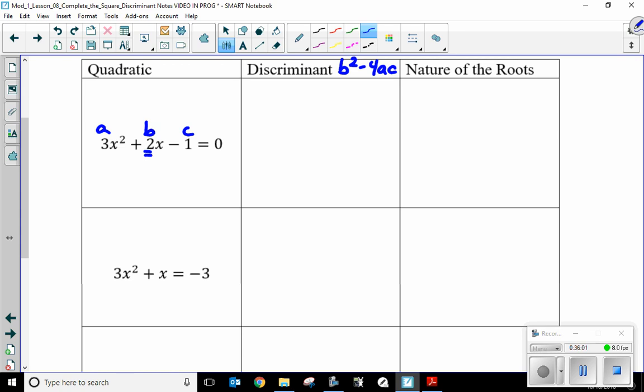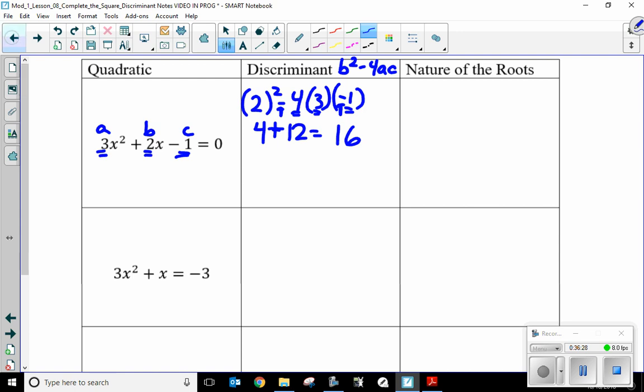So it's B squared minus 4 times A times C, which is negative 1. That's 4 minus, a negative times a negative is going to give me a positive. 4 times 3 is 12, times 1 is 12. That's 16.